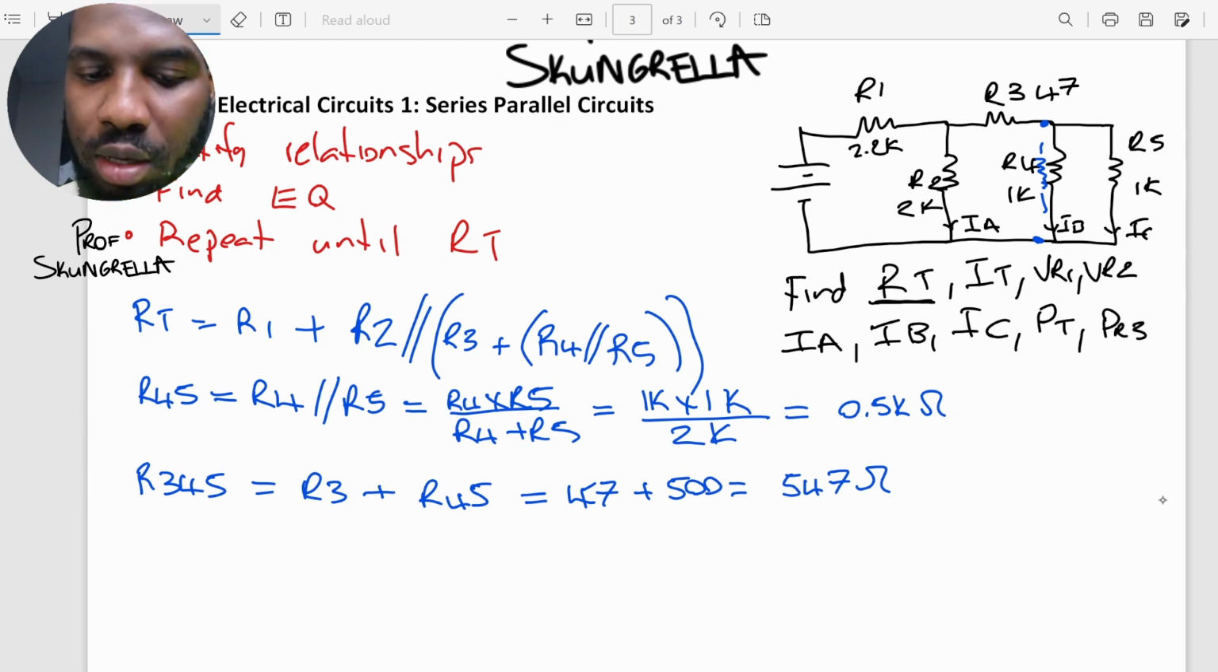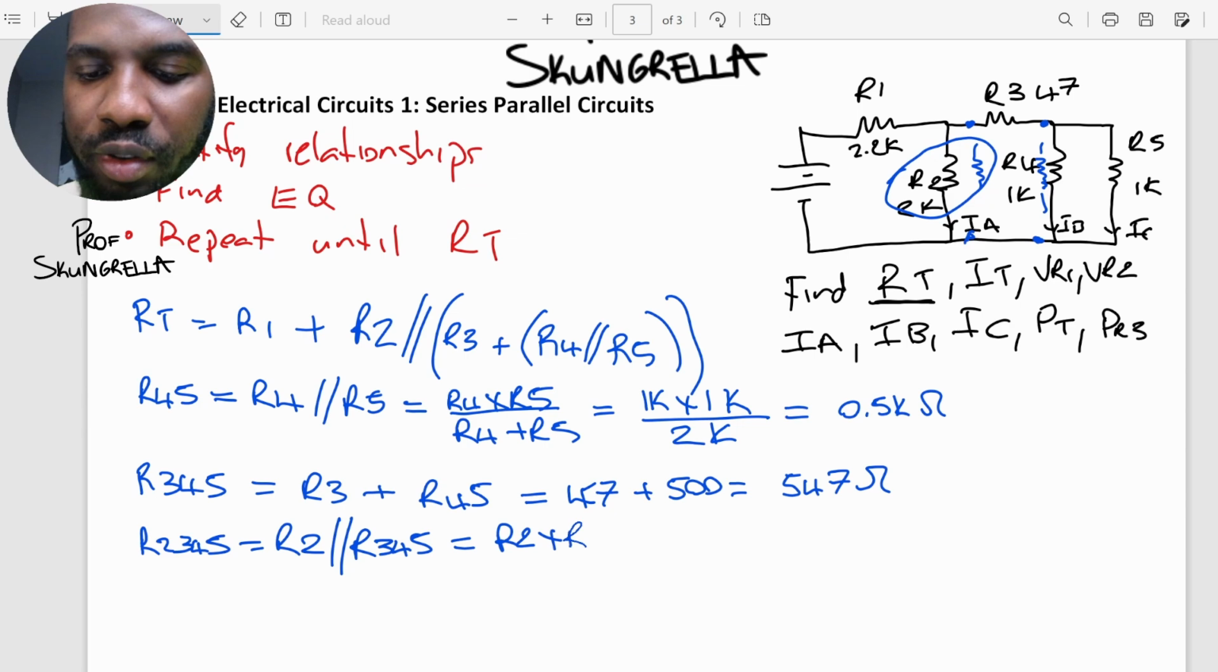All right. The next step is to find, again, if you replace all of this here with one resistor, this resistor represents the value of our R345. This resistor now is in parallel with R2. You can see that it's in parallel with R2. And so now we can find R2345, which is equal to R2 in parallel with our R345, which is equal to R2 times R345 over R2 plus R345.